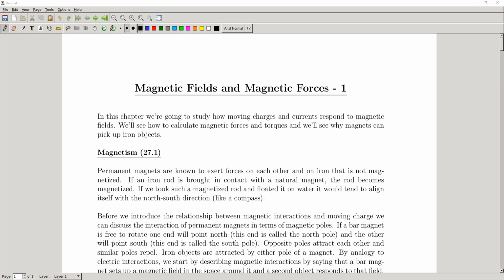We're going to talk about things like why magnets can pick up iron objects, and do a bunch of calculations with these forces and torques and things like that.